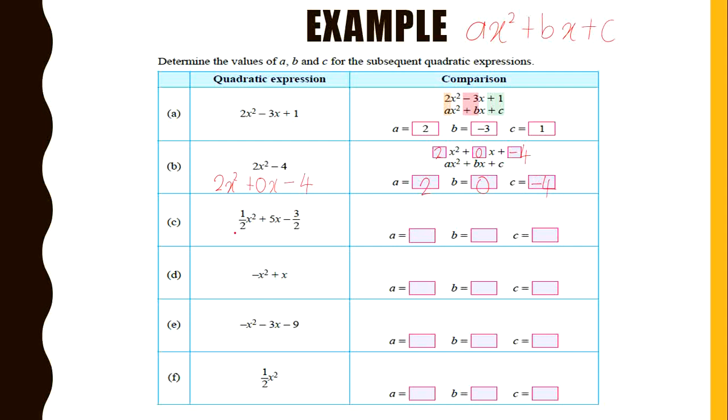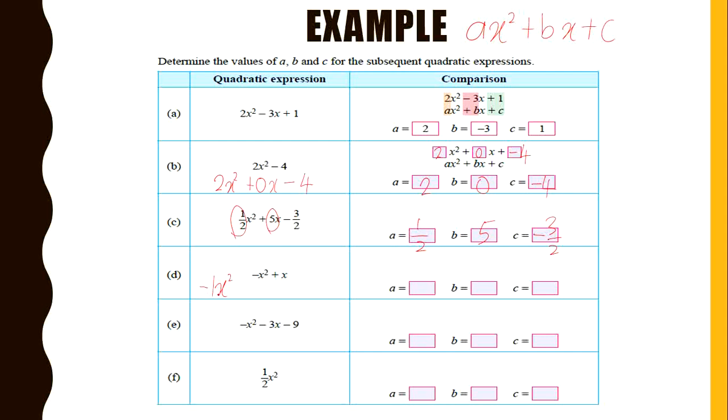Okay, next. Next ni boleh teka dah ni. This one is a. 1 over 2 is a. 5 is b. Negative 3 over 2 is c. Next, ni tak ada apa-apa kat depan ni. Negatif sahaja. Apa maksud negatif sahaja? Negatif sahaja kalau tak ada apa-apa tu maksudnya dia ada 1 kat depan dia.